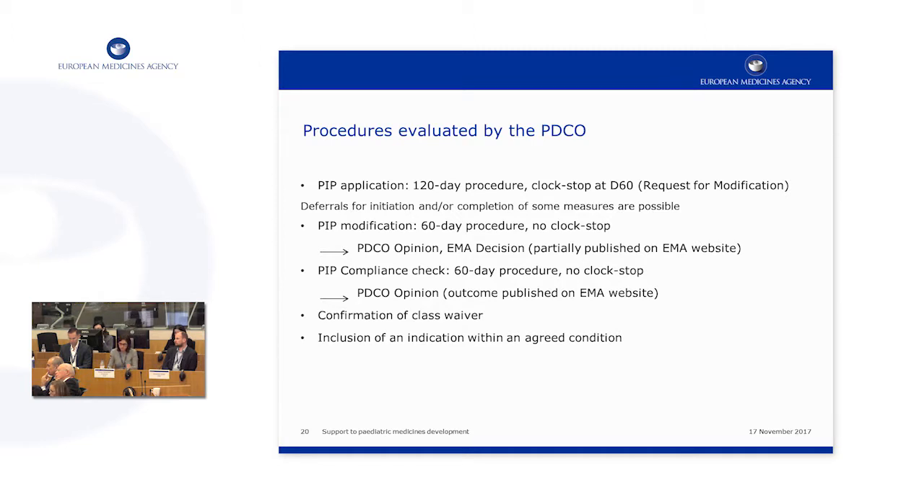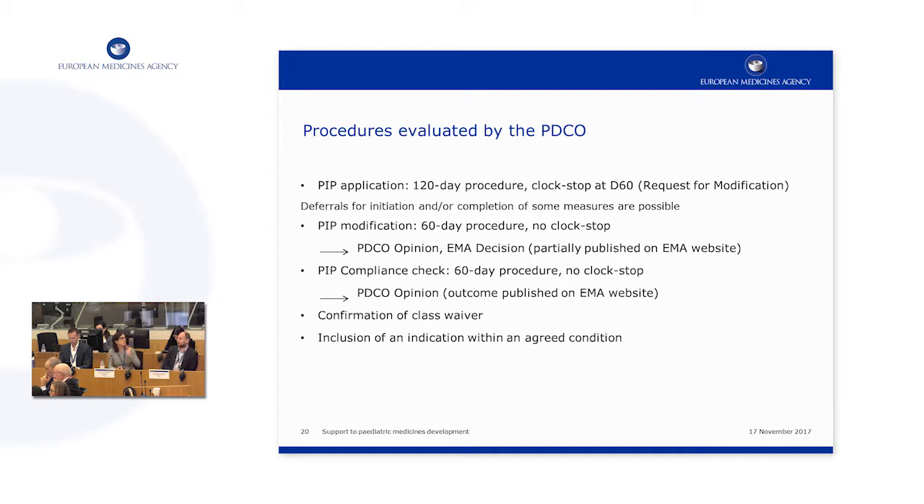As mentioned before, in this slide, I'd like to give you an overview of the procedures evaluated by the PDCO and their timelines. For each of these procedures, a rapporteur, peer reviewer, and pediatric coordinator will be assigned. The first one is a PIP application, which is a 120-day procedure that accommodates a clock stop at day 60 when a request for modification is issued by the PDCO. A 120-day procedure means that the application will be discussed 4 times at the PDCO every 30 days, at day 30, 60, 90, and 120.